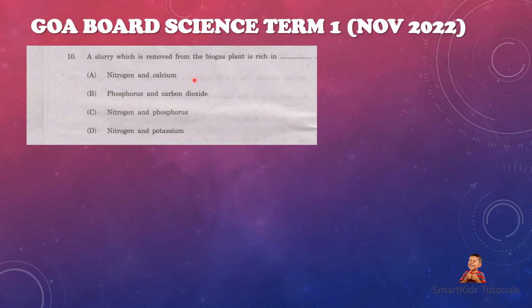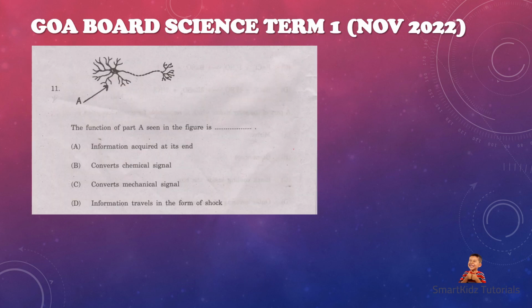10th question, a slurry which is removed from the biogas plant is rich in nitrogen and phosphorus. 11th question, the function of part A seen in the figure is, so first we need to identify what is actually part A. If we know what is part A, then we will know its function as well. Here we are not asked to pinpoint what that part is, but rather what does it do. So information is acquired at its end.